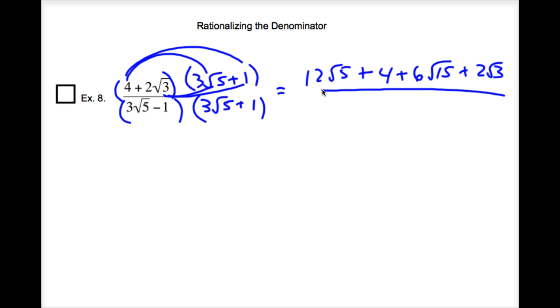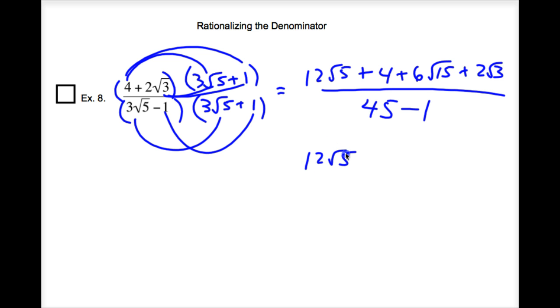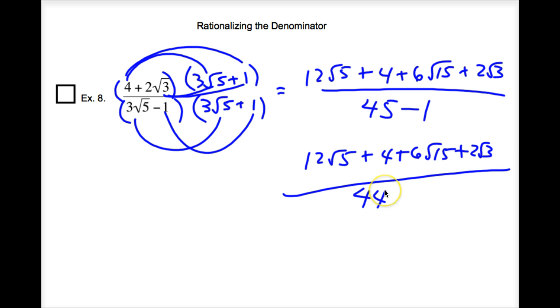The denominator would turn into 3 root 5 times 3 root 5, which is 9 times regular 5, 45. 3 root 5 squared: 3 squared, 9, square root 5 squared, 5. 9 times 5, 45. And then you'd have negative 1 plus 1 is minus 1. Sorry, the denominator is 44. So I'd have 12 root 5 plus 4 plus 6 root 15. You can put these top ones in any order over 44. That's a pretty good answer.